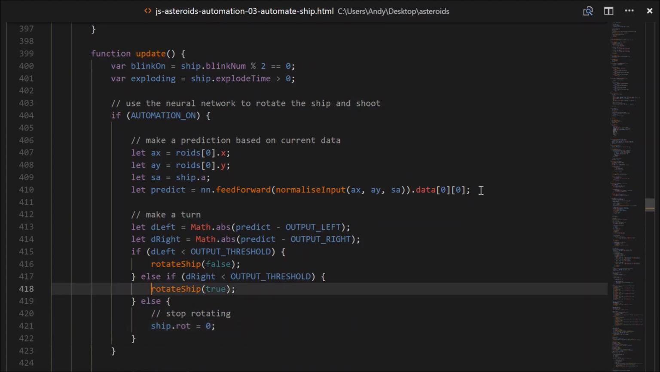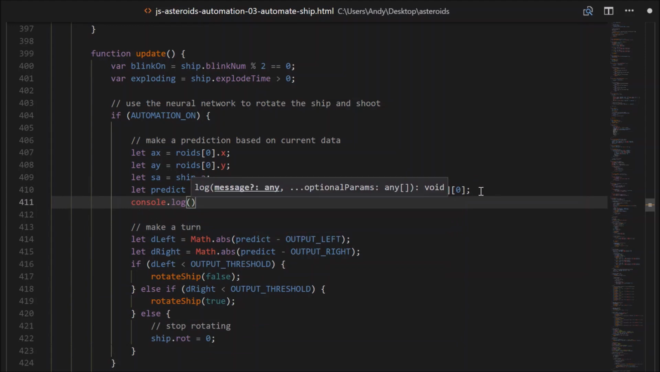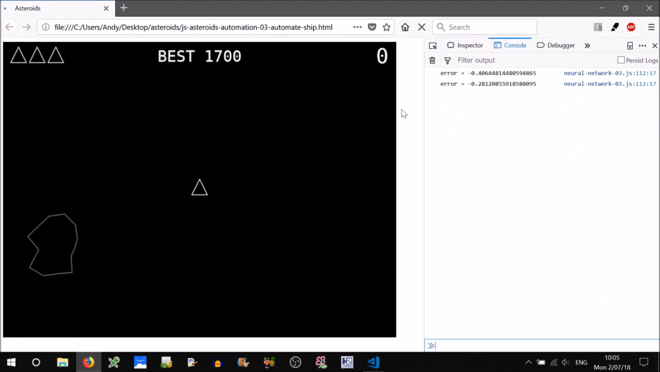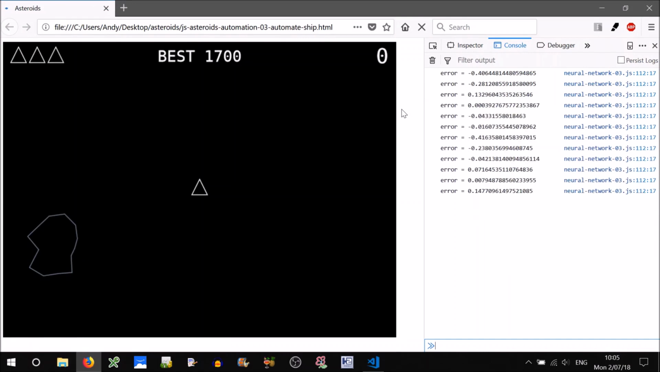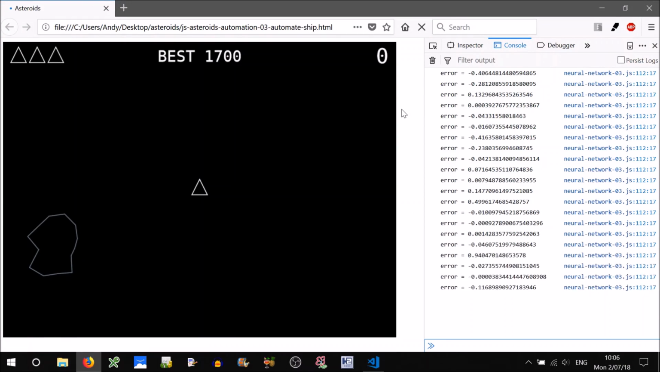I think we should just log this prediction here. So console log predict, just so we can see if there's any problems with it. Okie dokie, let's try it. So we're just training it to begin with, 500,000 samples. The errors look pretty good. That one wasn't very good.